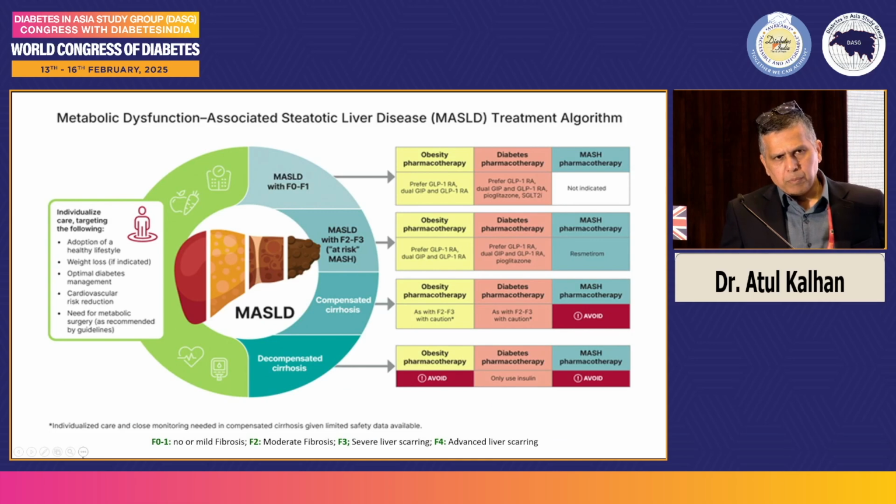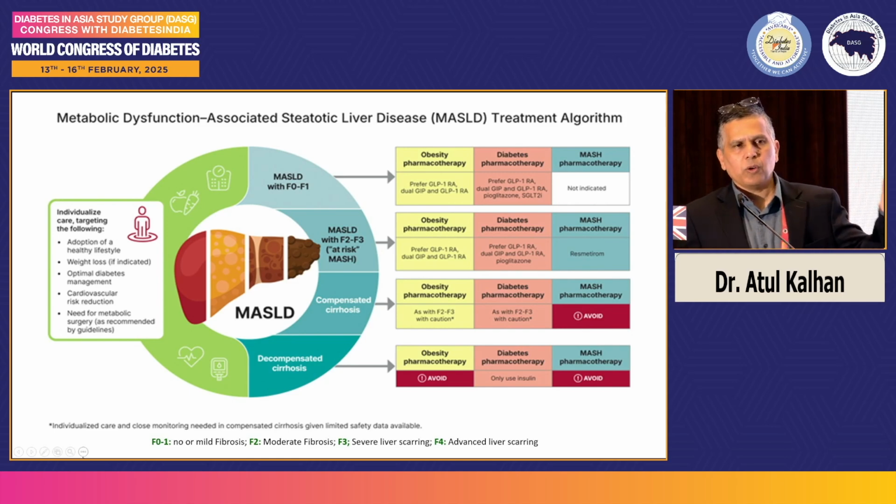Now, metabolic dysfunction associated steatotic liver disease, the treatment algorithm, there are 3 aspects to it. Weight loss remains the key. How you achieve it is based on the resources available. Diabetes pharmacotherapy, most of the guidelines will mention about if it's F0 and F1, which is no or mild fibrosis, going for metformin, SGLT2 and GLP if patients can afford it.